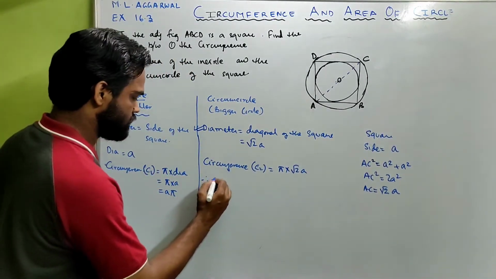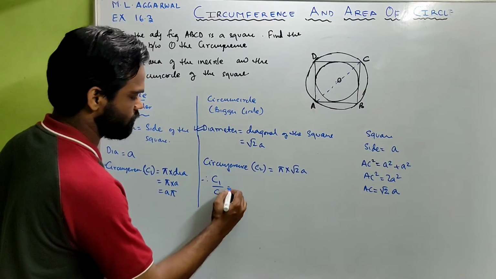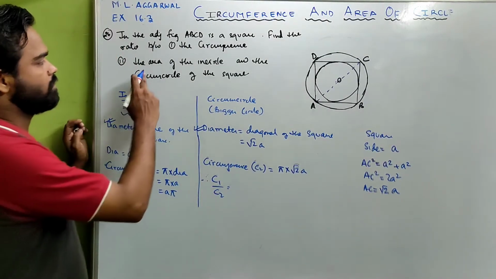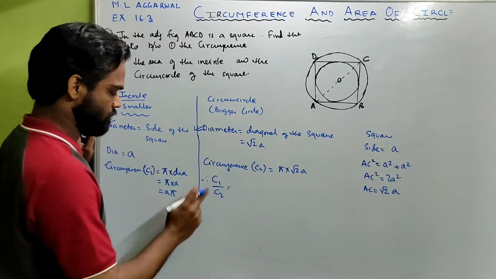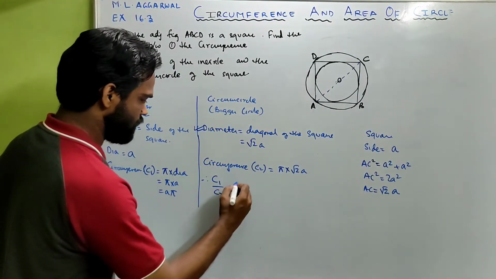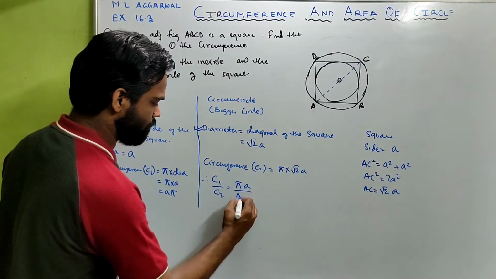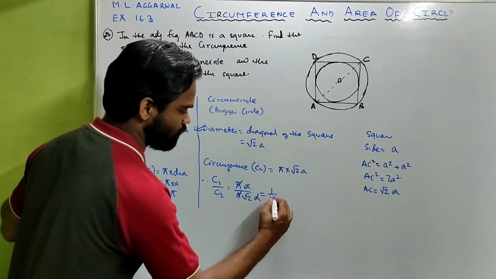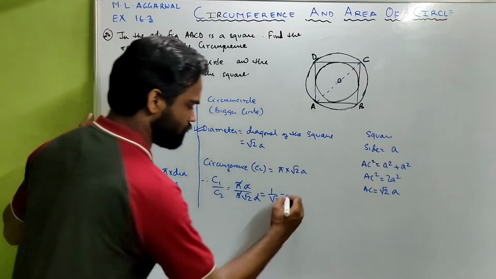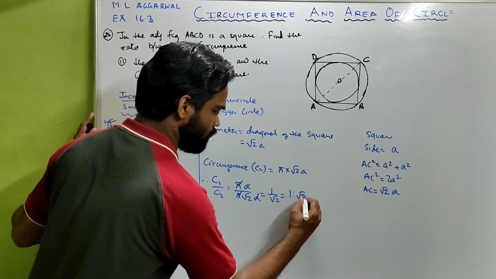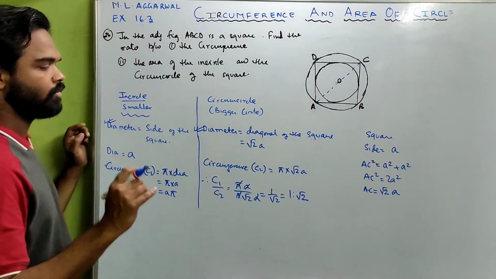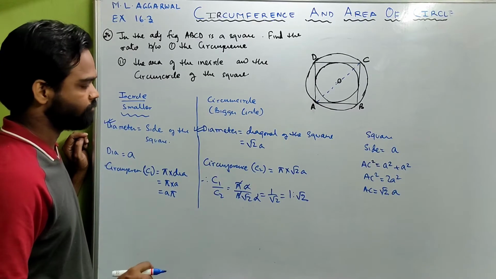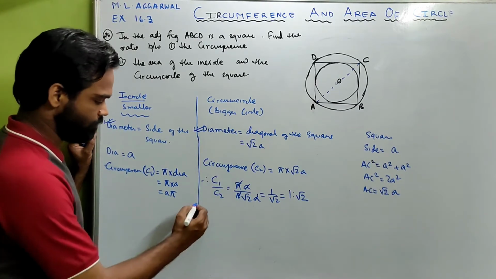So therefore C1 by C2, the ratio, see the incircle and the circumcircle, is pi A by pi root 2A. That is 1 by root 2. So the ratio will be 1 is to root 2. Done. Now comes the area.